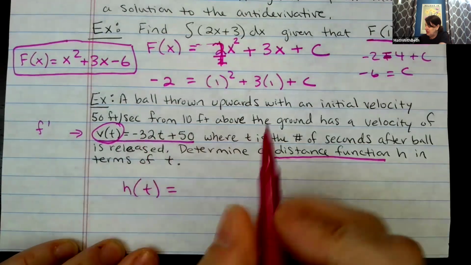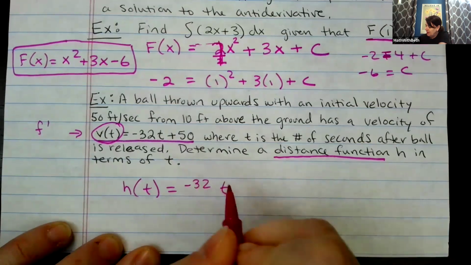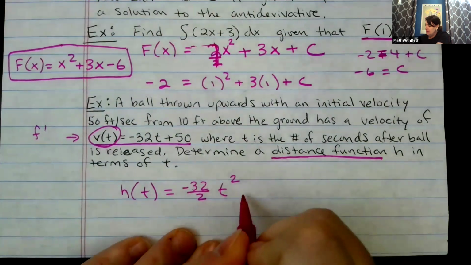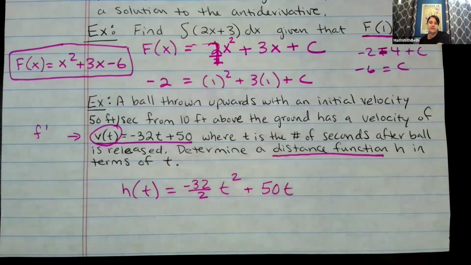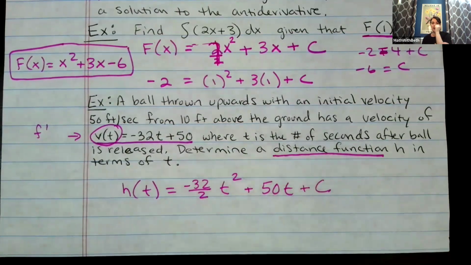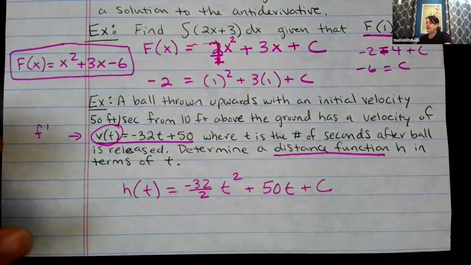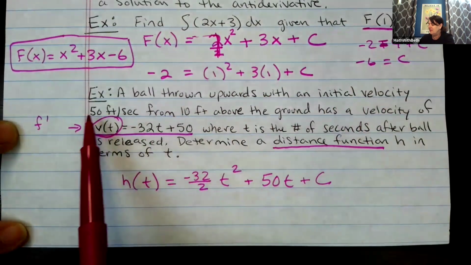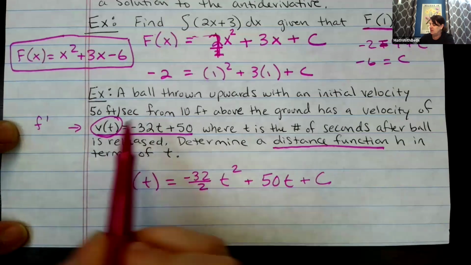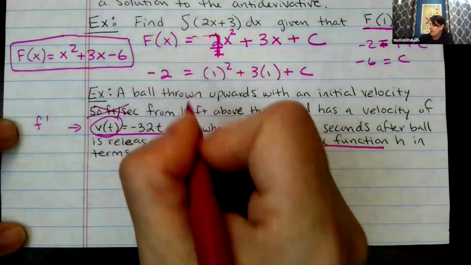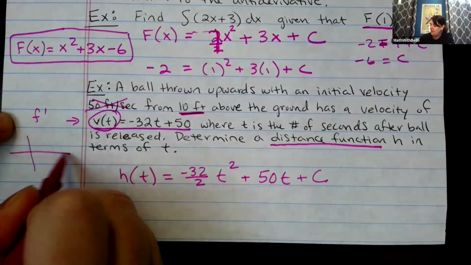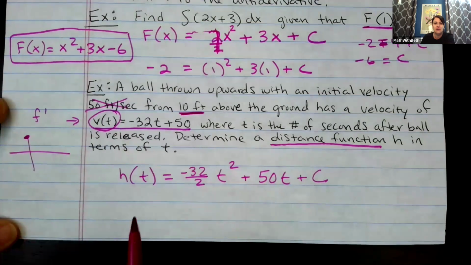So -32t, I'm going to add 1 to the exponent and divide by that number. Plus 50 will turn into 50t. And then there's that plus c part. So I can reduce this a tiny bit. But the key to this problem is that they did give us another piece of information. The initial velocity of 50 was used in making the equation, so this isn't really extra information. But the fact that we started at 10 feet above the ground means that is like our y-intercept.